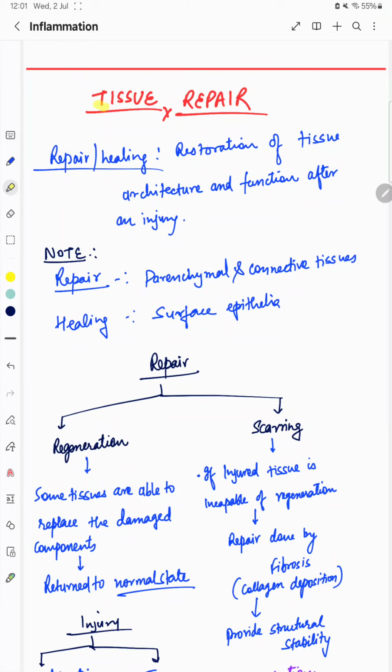Now we will discuss tissue repair. Repair or healing is the restoration of tissue architecture and function after an injury. So after an injury, restoration of tissue architecture and function is known as repair or healing. Usually the term repair is used for parenchymal and connective tissue restoration, and the term healing is used for surface epithelia restoration.